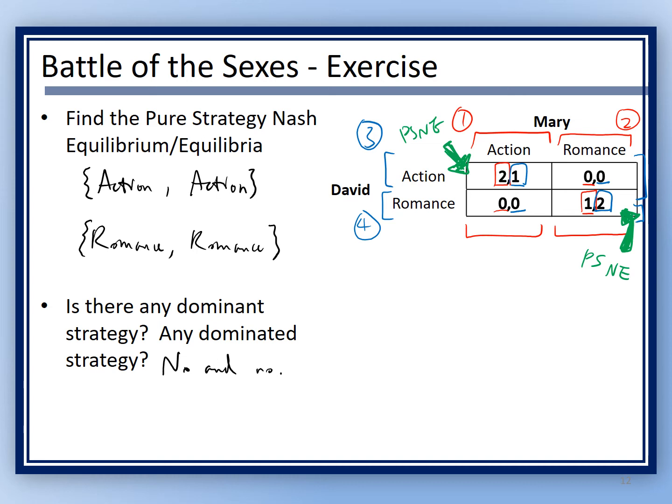But if David does know Mary is choosing action, then he wants to choose action. And if David does know Mary is choosing romance, David is choosing romance.